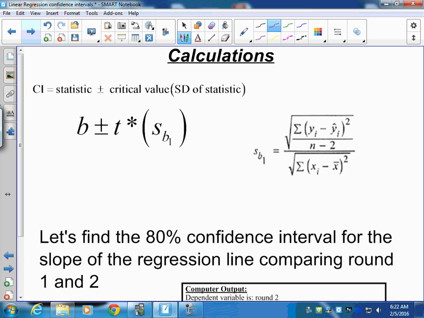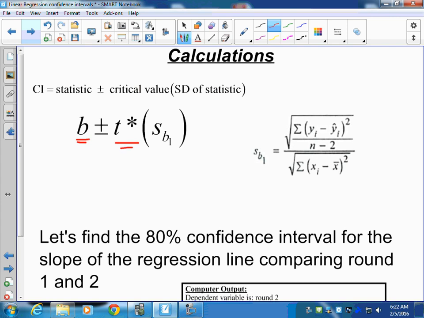So now we look at our calculations. Confidence interval calculation doesn't change. If you've seen any of the other videos, you notice all of these slides are basically the same, because you want to understand that as soon as you see the words confidence interval, you're going to do the same thing every time. We need our statistic, which is the slope. We need a critical value.